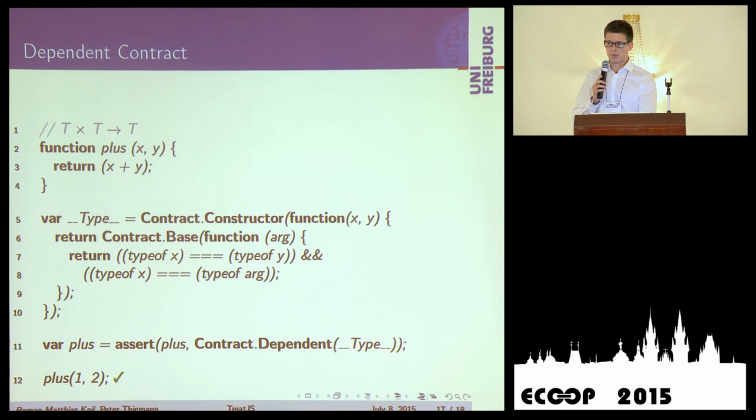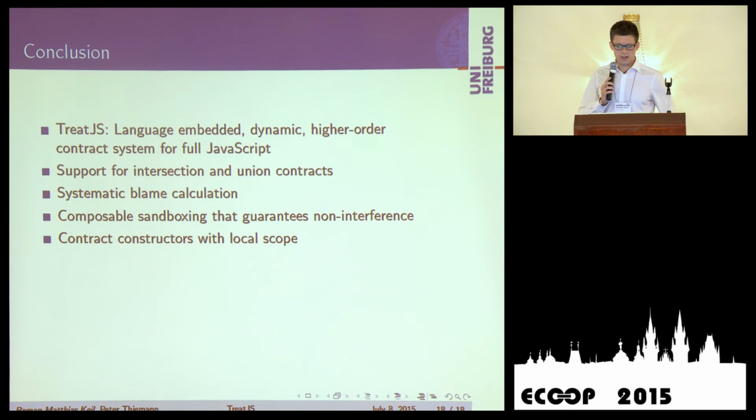Yeah, that brings me to the end. Let's conclude. We have seen TreatJS, a language-embedded dynamic higher-order contract system for full JavaScript. We support intersection and union contracts and arbitrary Boolean combinations of contracts. We have a systematic blame calculation. We have a compositional sandbox that guarantees non-interference. And we have contract constructors that are the building blocks for recursive contracts, parameterized contracts, contract abstraction, and so on. Yeah, thank you for your attention.